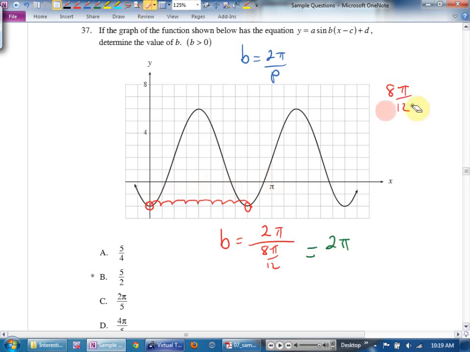So it's going to be 2 pi times 10 over 8 pi. Area, is that better? You're going to get 20 over 8, which in lowest terms is 5 over 2.